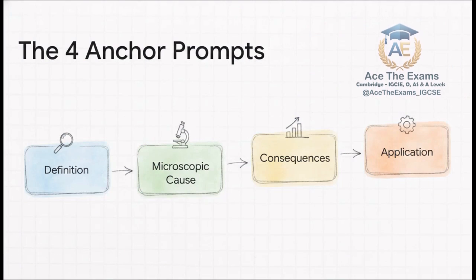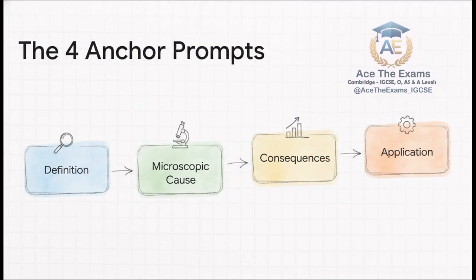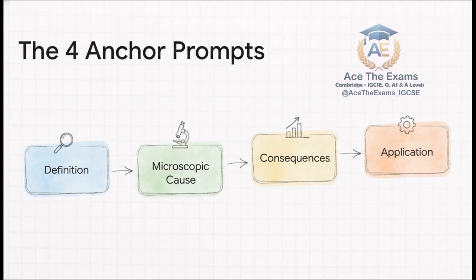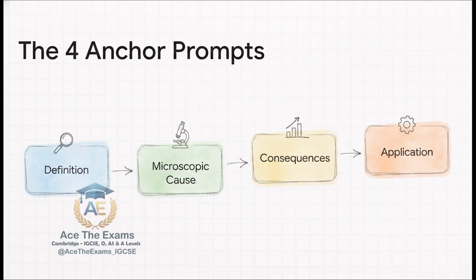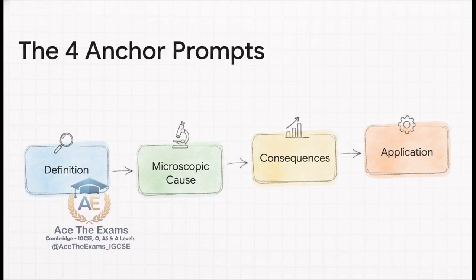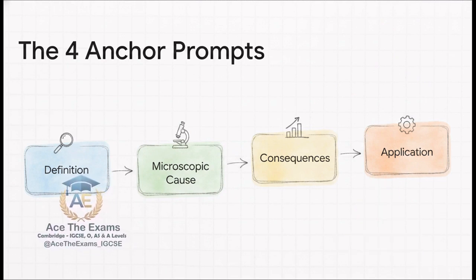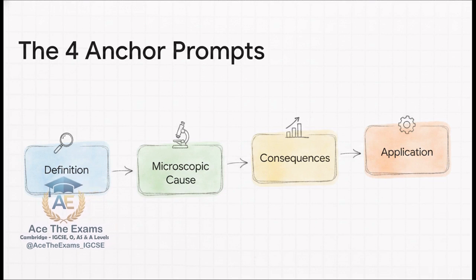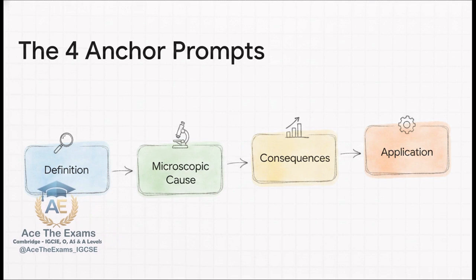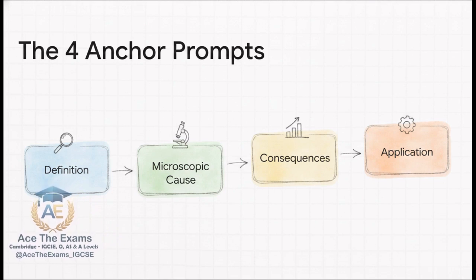So, the million-dollar question. How do we actually revise this massive concept effectively? You do it by mastering these 4 anchor prompts: definition, microscopic cause, macroscopic consequence, and real application. If you can speak through these 4 prompts in order, you can usually reconstruct a highly robust exam answer, even if the examiner phrases the question completely differently from what's in your class notes.